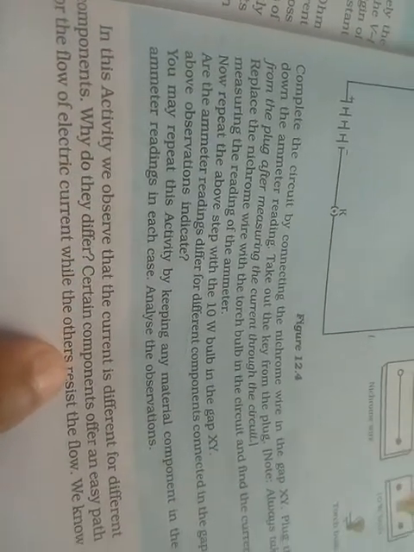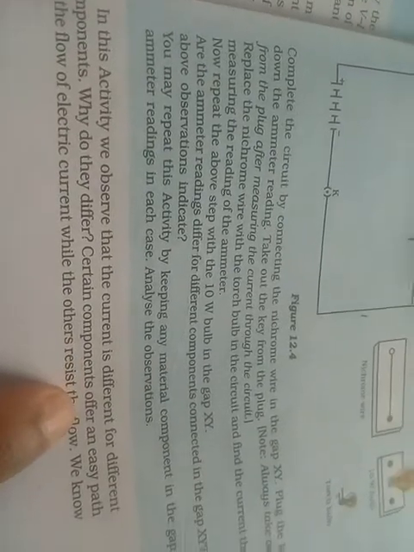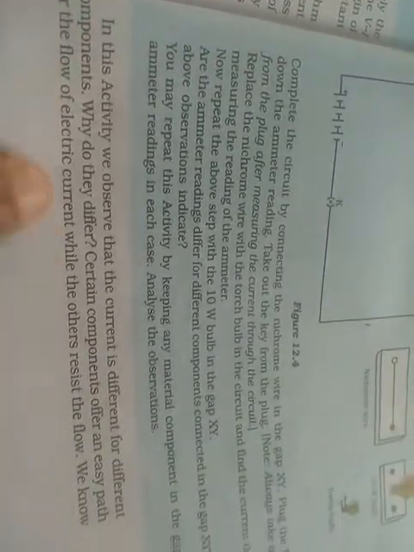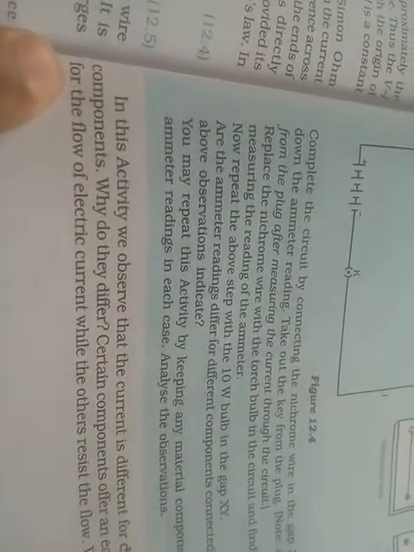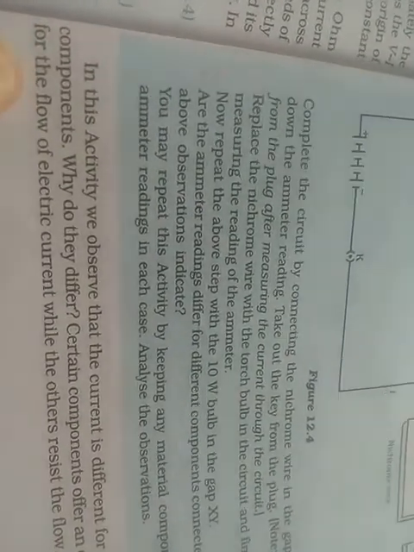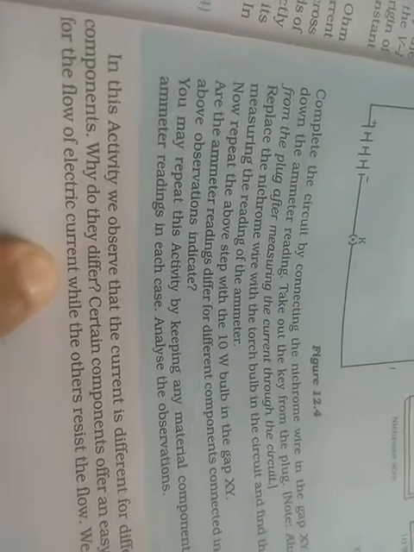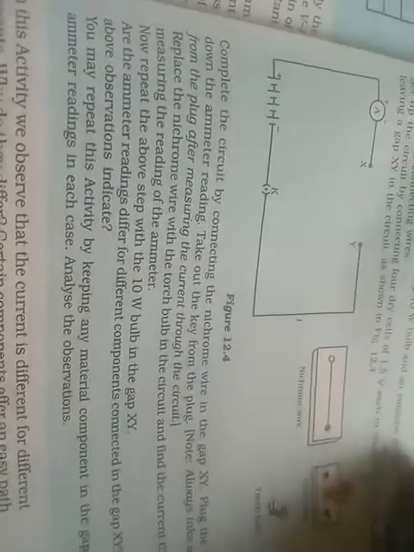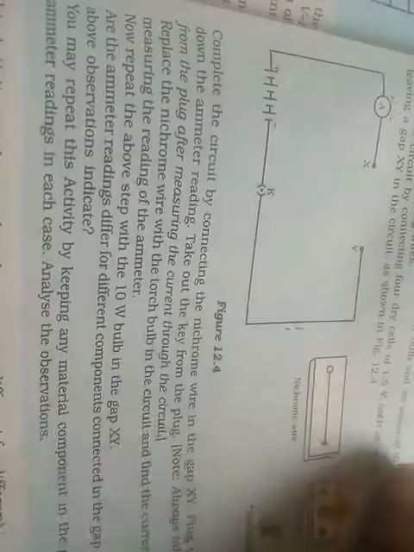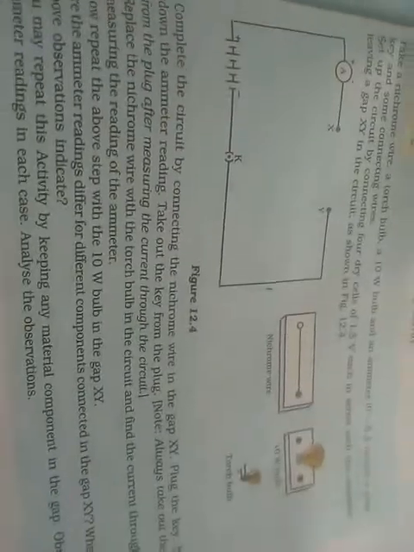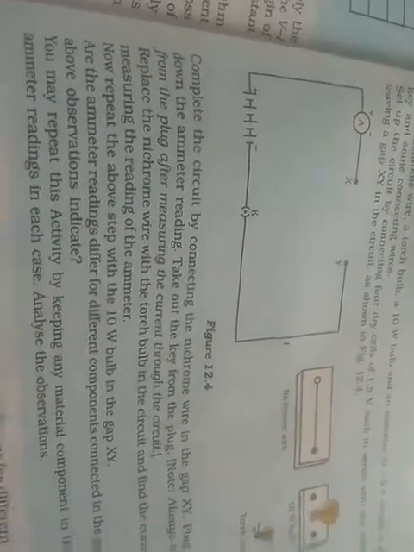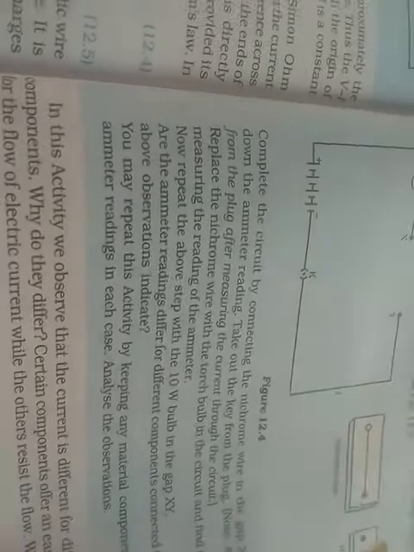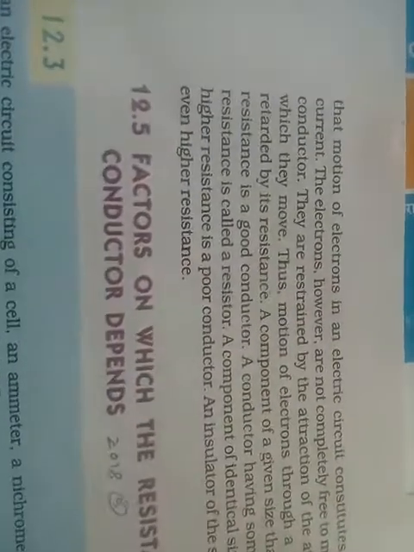So what is the reason? The reason is that different components offer different paths. Certain components offer an easy path for the flow of electric current, while others resist the flow. Here the nichrome wire resists the flow of electric current more, that's why the ammeter reading is lesser. But the 10 watt bulb and torch bulb offer a somewhat easier path for the flow of electric current, that's why more reading will be there in the ammeter.